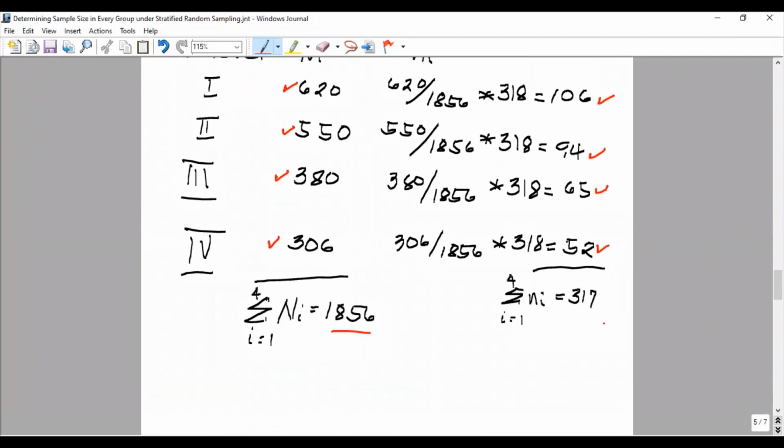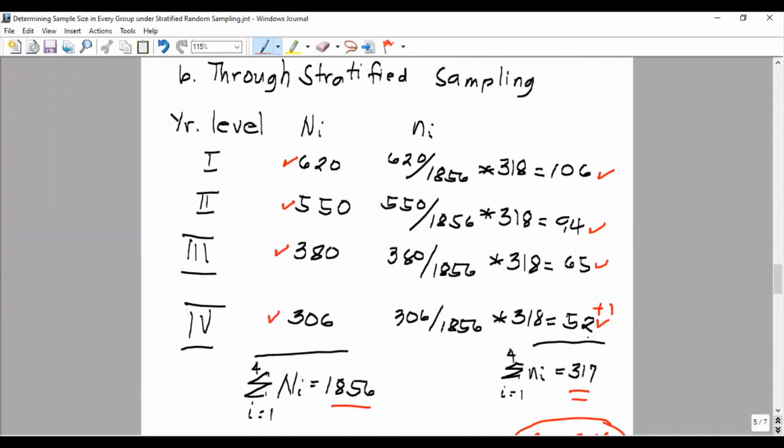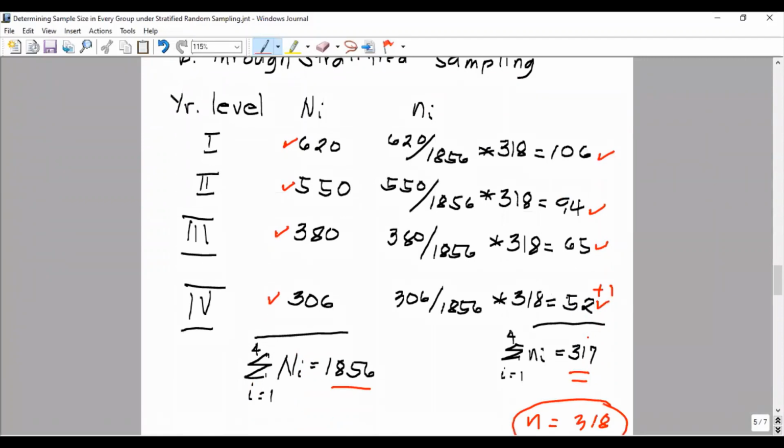Okay? Again, since our sample size is 318 and we only have 317 here, then the solution is that we add 1 to the year level or sample size with the smallest value. So we found out that the fourth year level has the smallest value. So we add 1 here to complete our sample size. Therefore, n must be equal to 318. The purpose of adding 1 to the year level with the smallest sample size is to complete our required sample size, which is 318.